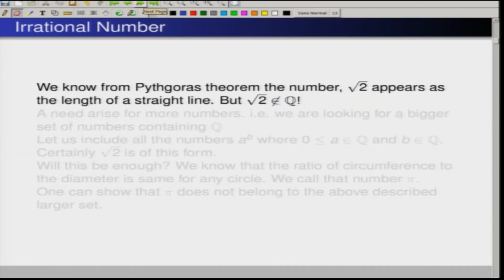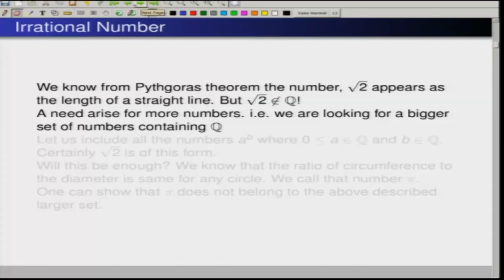Then we come across, from Euclidean geometry, a number called root 2, which is the hypotenuse of a right angle triangle with each side equal to 1 unit. We know that this is a number, whatever it is, that we get from the Pythagoras theorem, and this root 2 is not rational. Therefore, definitely a need arises for more numbers, more than the rationals.